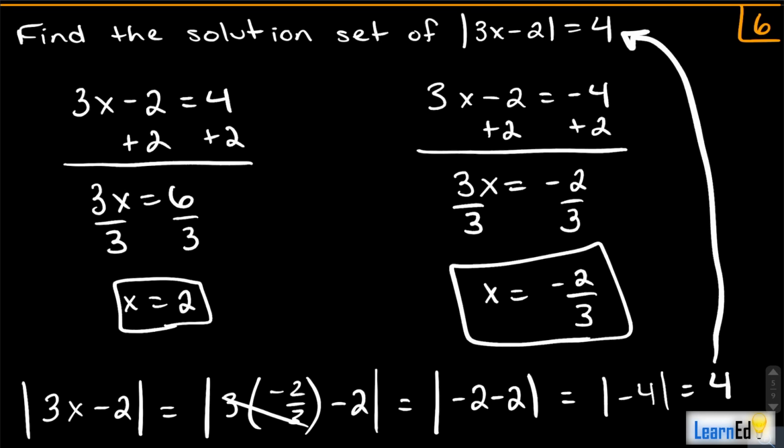And 2 is as well. If we multiply 2 in, we get 3 times 2, which is 6, minus 2 is 4. So that also works. So you see how we get multiple solutions when we have an absolute value sign.